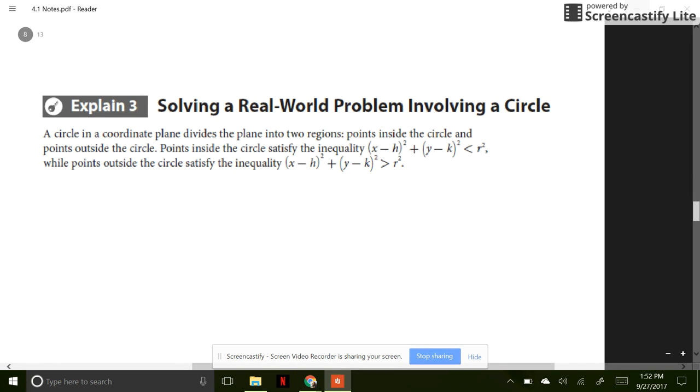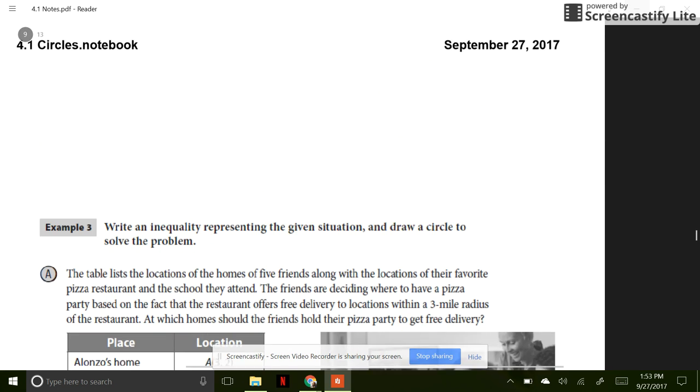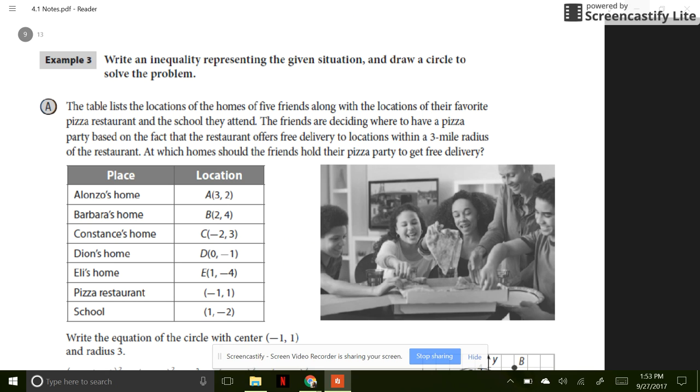So we can also use these to solve real-world problems. A circle in a coordinate plane divides the plane into 2 regions, the points inside the circle and the points outside the circle. So points inside the circle satisfy the equation where our distances are less than our radius value, versus if we're looking at the points outside the circle, we'll want our distance values to be greater than the radius. So you have to be paying attention as you work through these problems about whether these locations are going to be inside or outside of your circle.